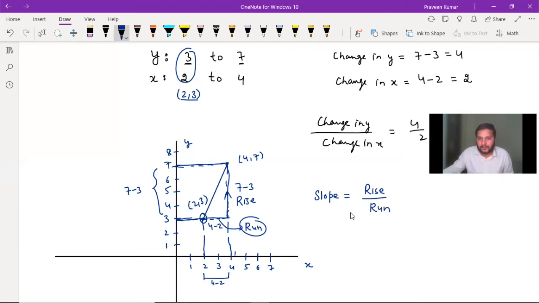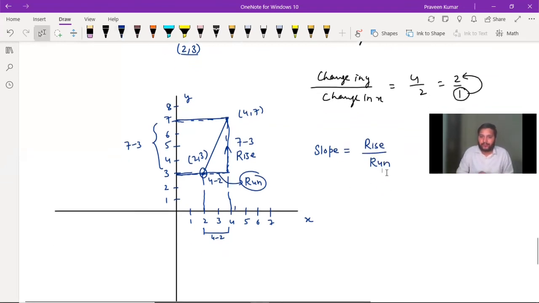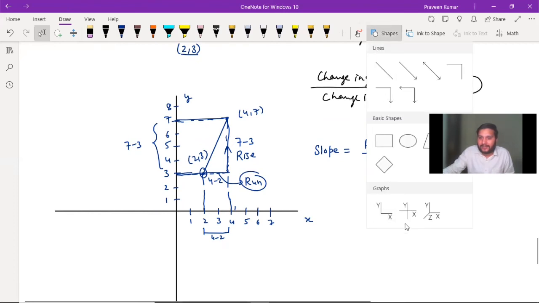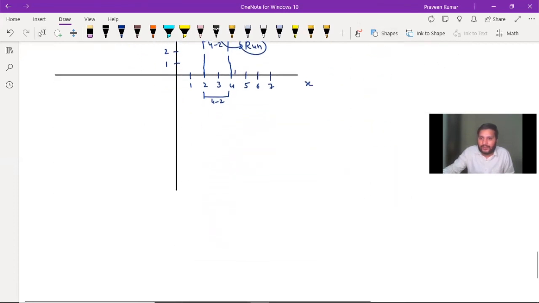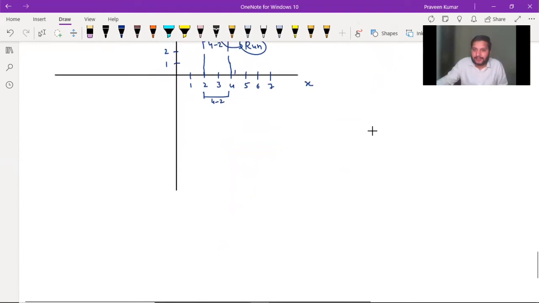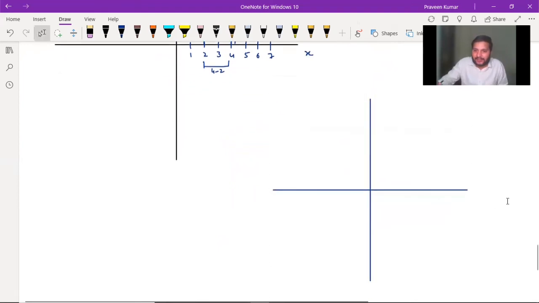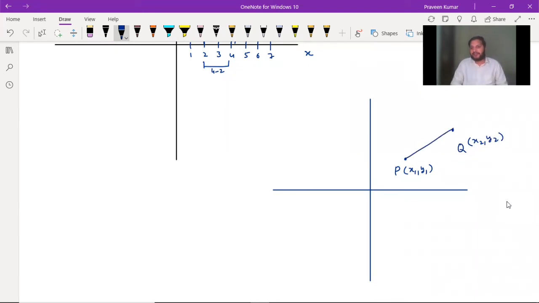Okay. So to find the slope, we have to find rise over run. In general, we can get the formula for slope by using this Cartesian system. Let us say this is some point x1 comma y1. Say this point is P, and this is point Q, say x2 comma y2, by joining these by a straight line.